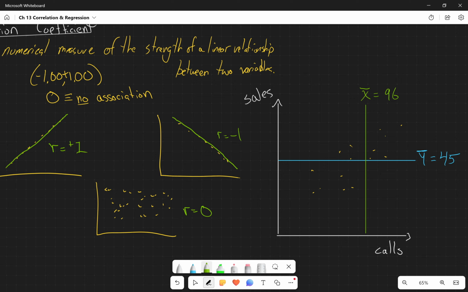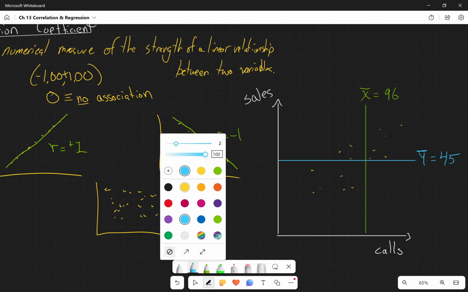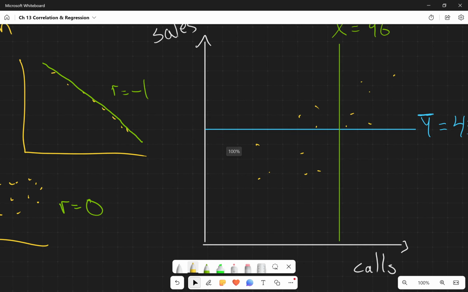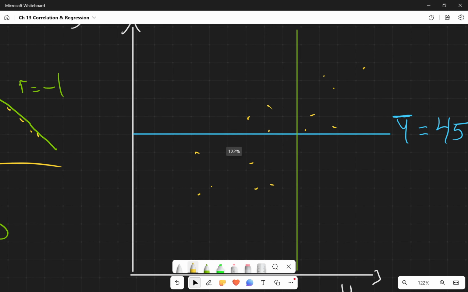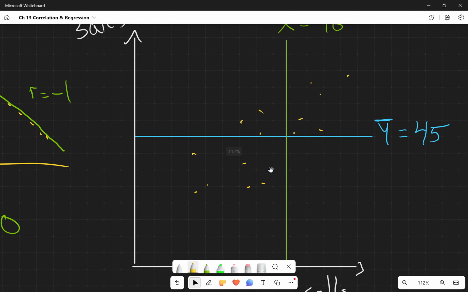When we have a data point where the number of sales is less than the average, right? So this data point right here, then this is a deviation from that average. So this is a negative deviation from the average, right? If it's below the average, and then this is a positive deviation.